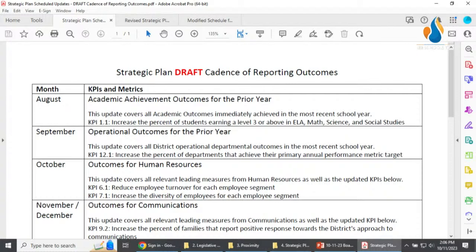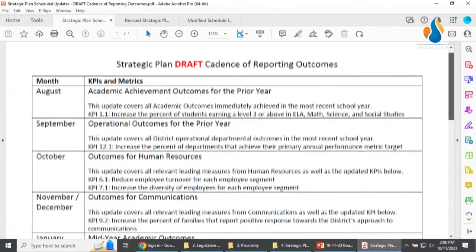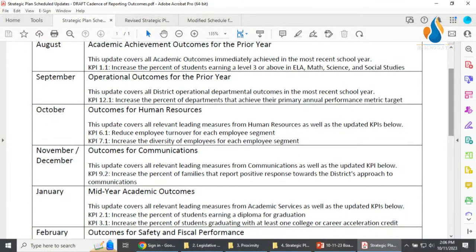In October, we shift to the outcomes for human resources, which is a typical time frame to present those human resource outcomes. And what this really shows us is how our system performed over our summer hiring process and what the state of our current human resource situation is related to those key measures. And so October really becomes a key focal point for human resource outcomes.